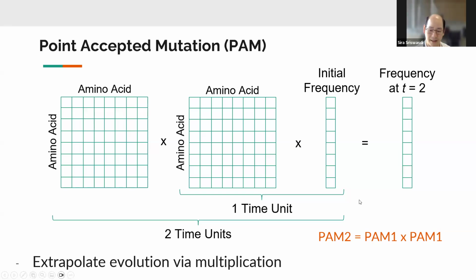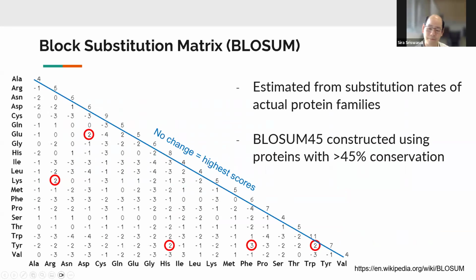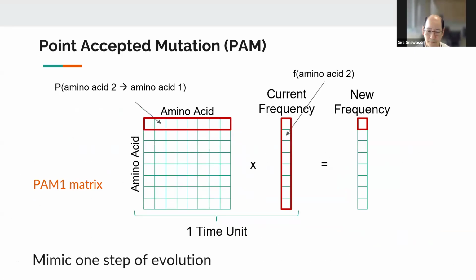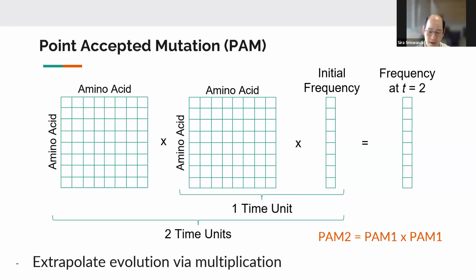So you can imagine that BLOSUM is estimated using less conserved proteins, like 45% or 60%, versus PAM, which mimics one step of evolution, which is a very short time period. So these two approaches are good for different scales of evolution.